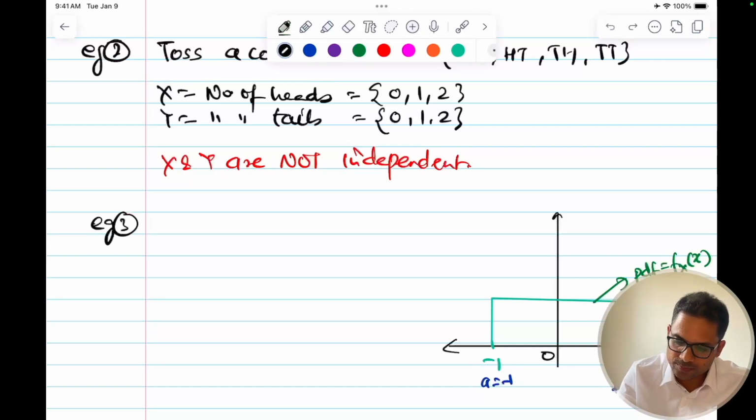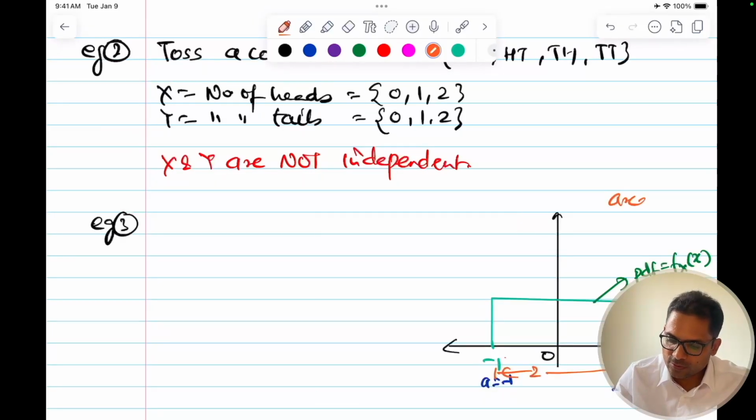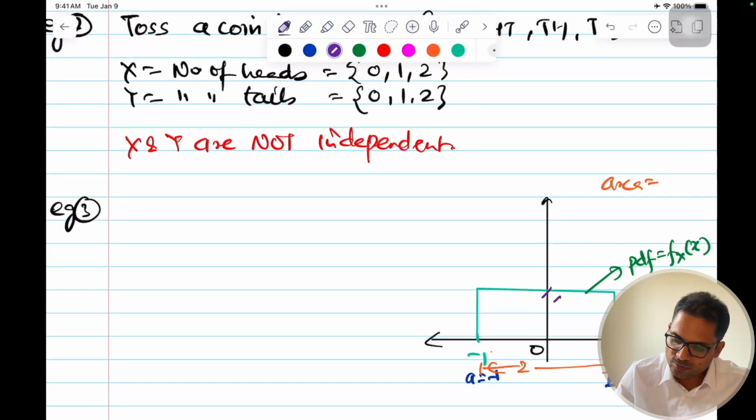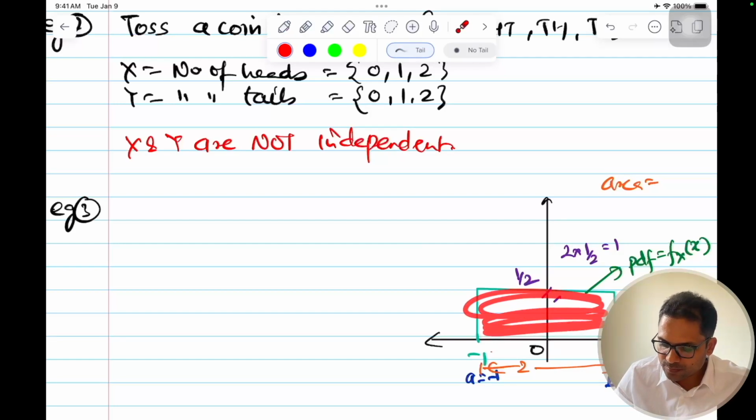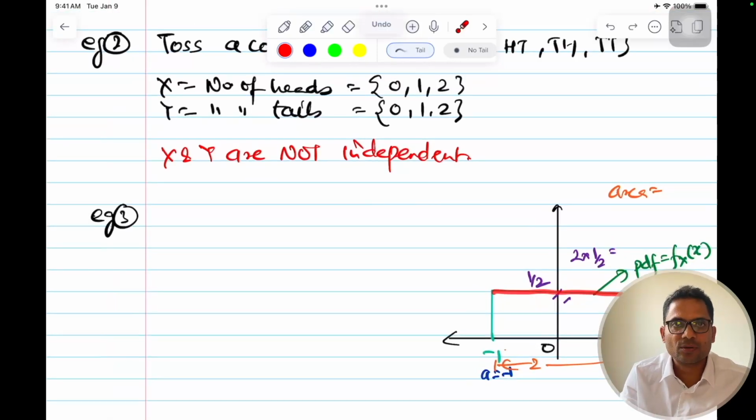So this total length from here to here is 2 units. If this is 2 and area is equal to 1, what should this value be? This will become half. 2 into half is equal to 1. The complete area of this rectangle: the length is 2, so the rest should be the height. And this is my uniform PDF, that f of x is equal to half.